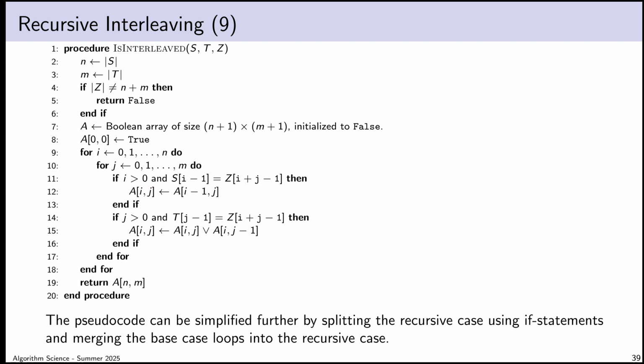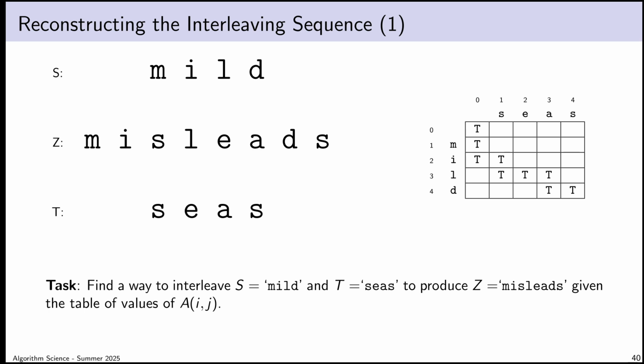So now I can use this algorithm to develop a table of values for my Boolean function a. And so I guess now the question is, suppose that you have that table of values. So I've got the word mild, and I've got the word C's, and I happen to know, because entry 4 of the matrix is true, that there is a way of interleaving them. So the question is, can we find the actual interleaving sequence? Can I find where I get each character from? Can I find a mapping of the characters of S and T into the characters of Z? And the answer is yes, I can.